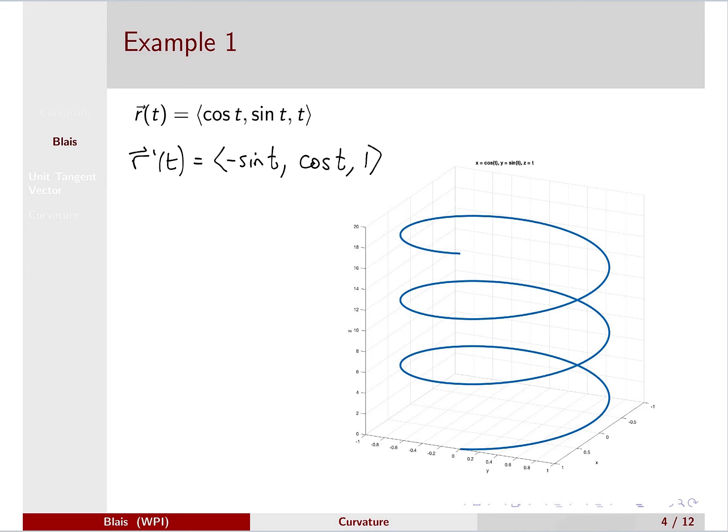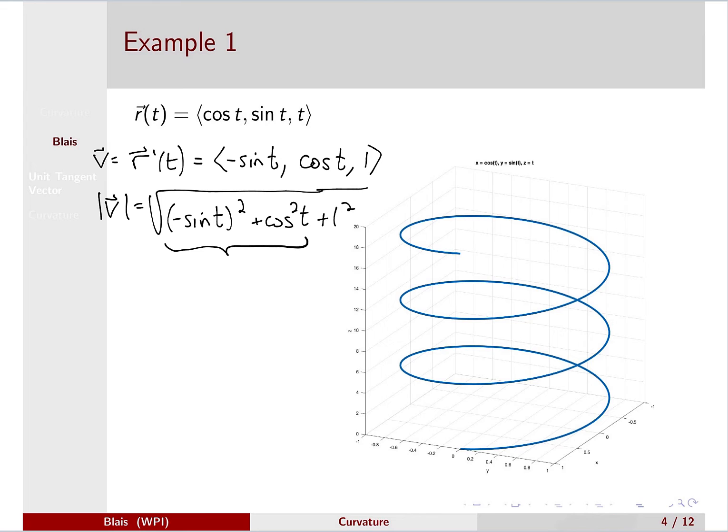And the magnitude of this vector will be minus sine of t squared plus cosine of t squared plus 1 squared. And we know sine of t squared plus cosine of t squared is 1. And so the magnitude of our velocity vector here was root 2.